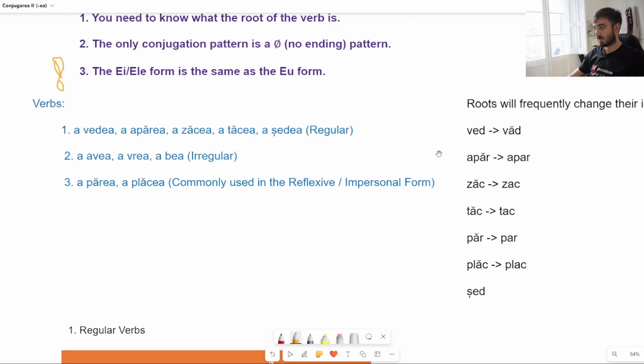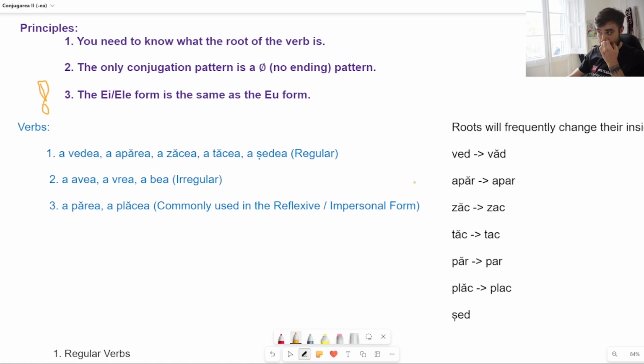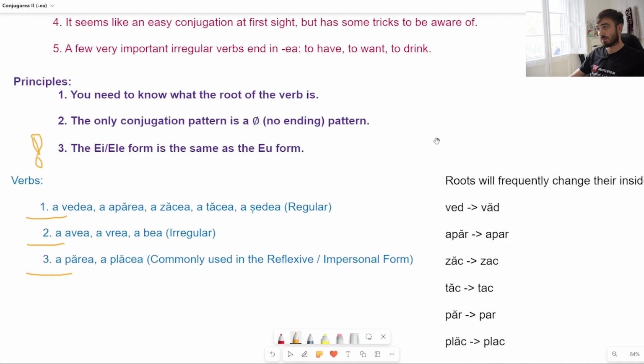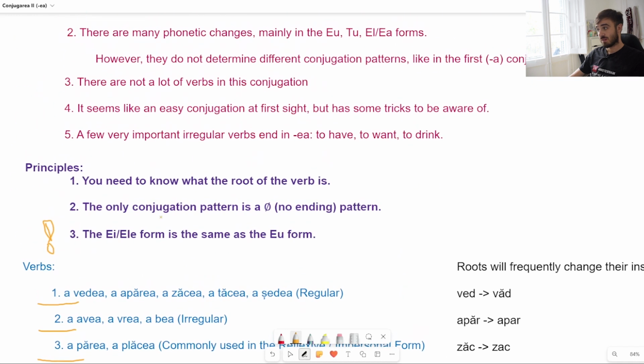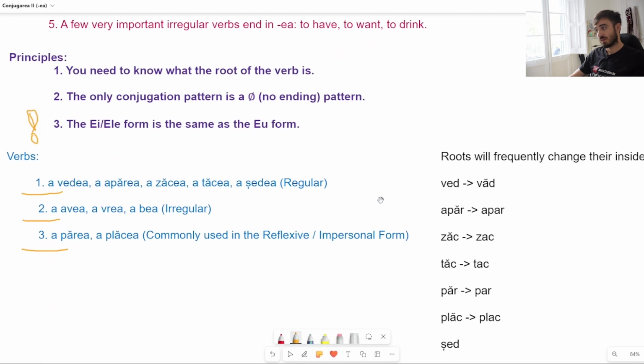and let's move to some common verbs. As I said, there are not a ton of them, but still a few that are quite useful to know. I grouped them into 3 categories, and in the first one you see here there are the regular ones. So basically, coming back to this principle, it's like the standard no ending pattern. Then you have the irregular ones, and then you have a couple of very common verbs.